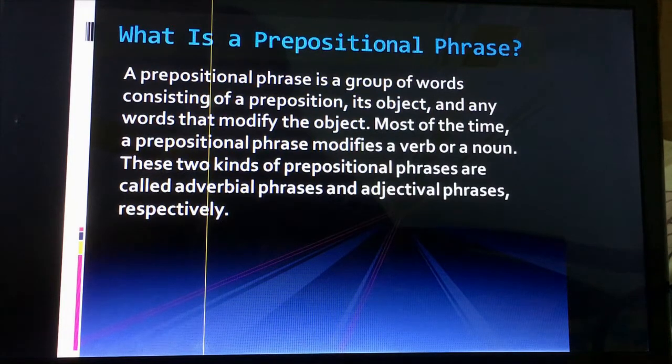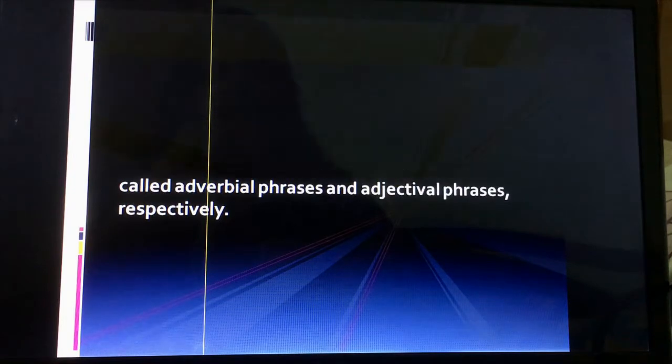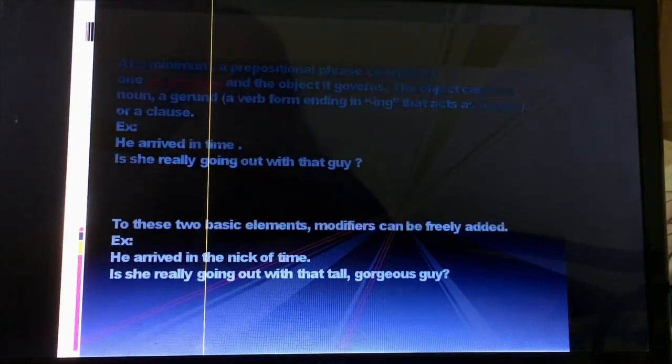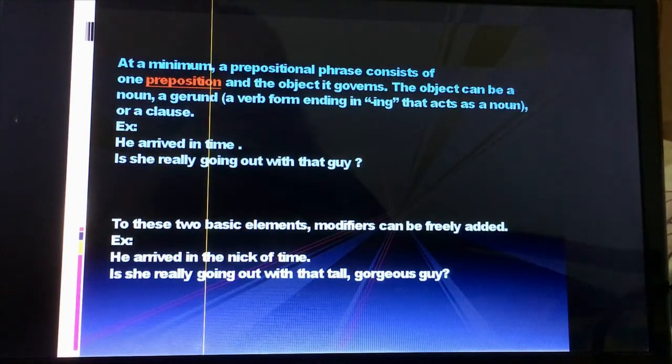But before that, I want you to know something more about prepositional phrases. At a minimum, a prepositional phrase consists of one preposition and the object it governs. The object can be a noun, a gerund, which is a verb form ending in ing that acts as a noun, or a clause. Example: he arrives in time. Next one: is she really going out with that guy?